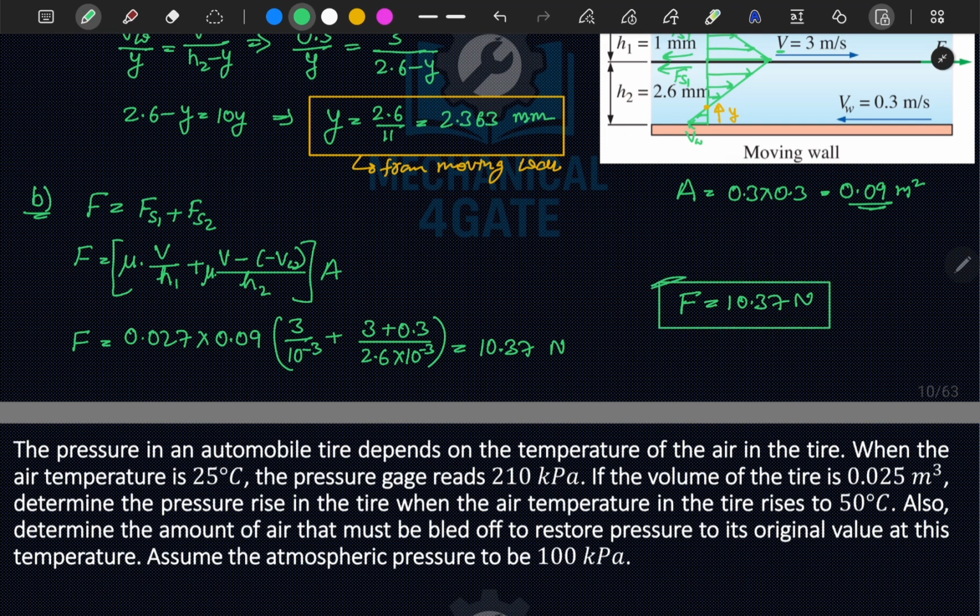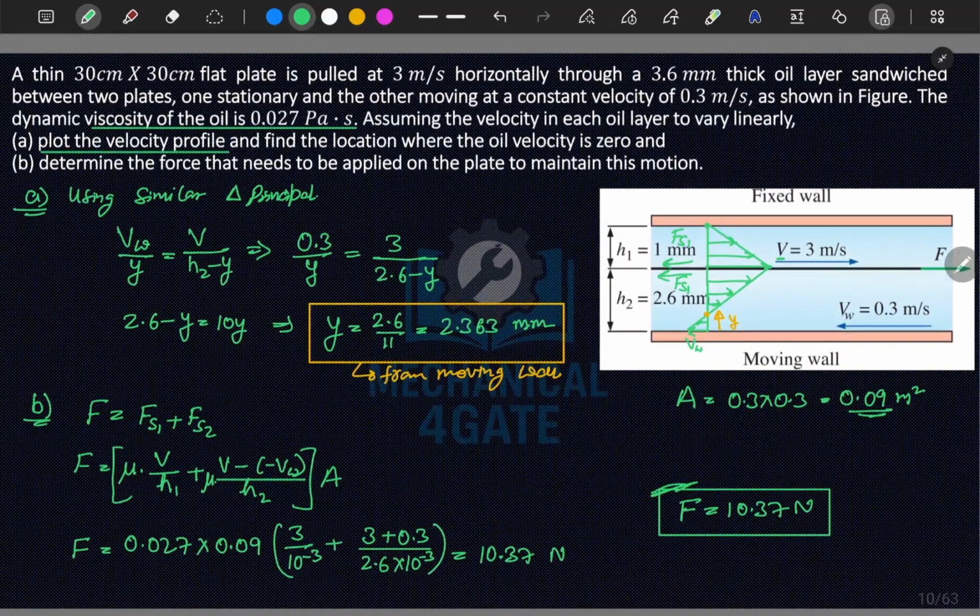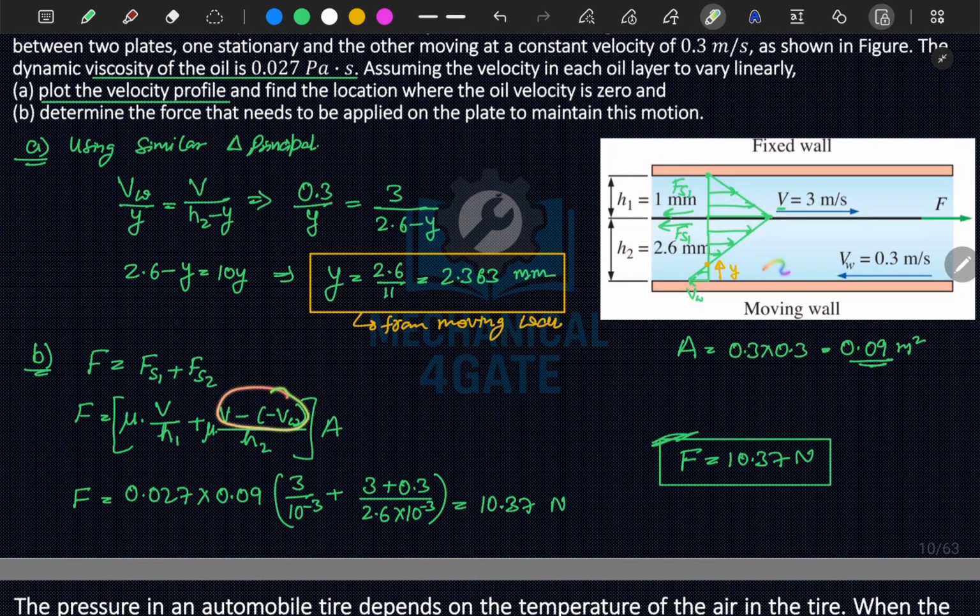Okay, so with this we have completed this question. You have to keep an eye on these types of questions. When both surfaces are moving, to calculate your shear stress, you have to consider relative velocity here. Consider the plate as stationary, and then you can calculate the relative motion with respect to the moving wall.